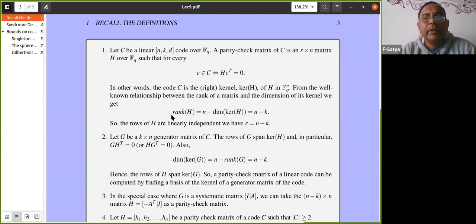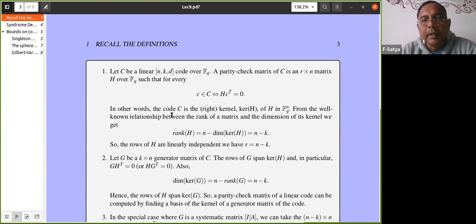Now I'm starting today's lecture. Let C be a linear n, k, d code over FQ. The parity check matrix for C is an r cross n matrix over FQ, where in fact r is n minus k, such that every code word c belonging to C satisfies the property H times c transpose equal to 0. In other words, the code is the right kernel of H.